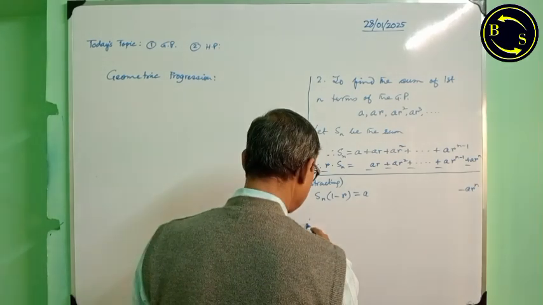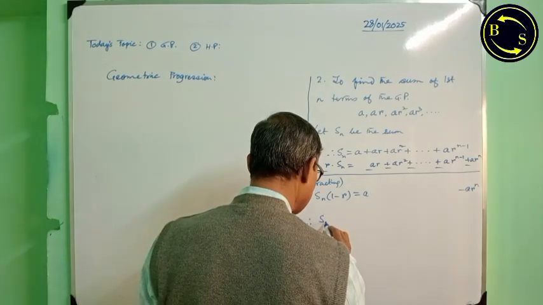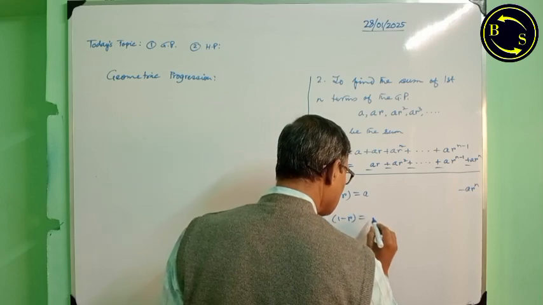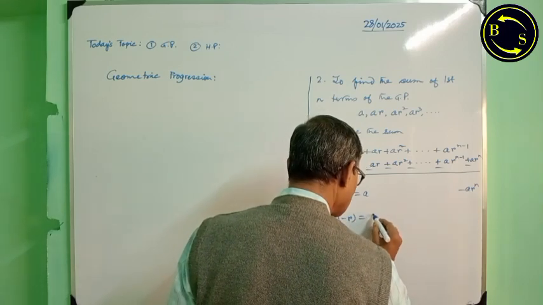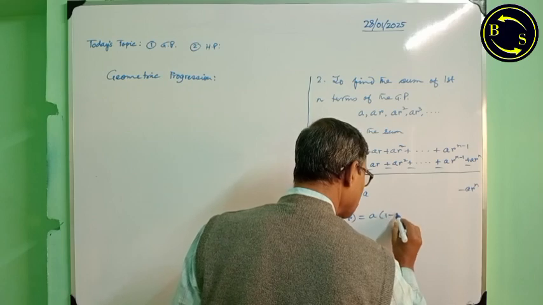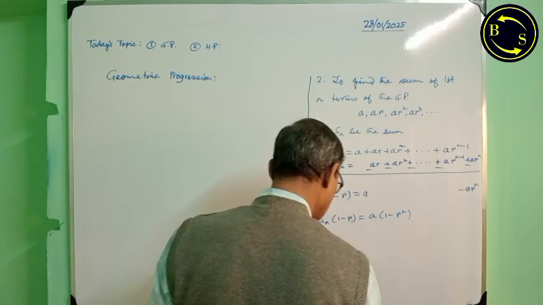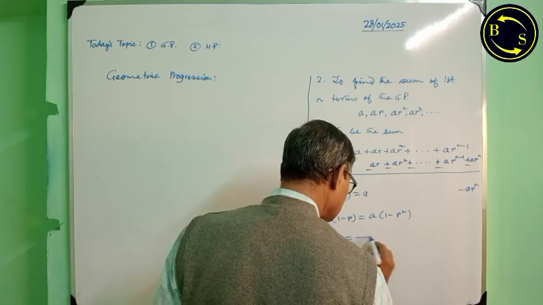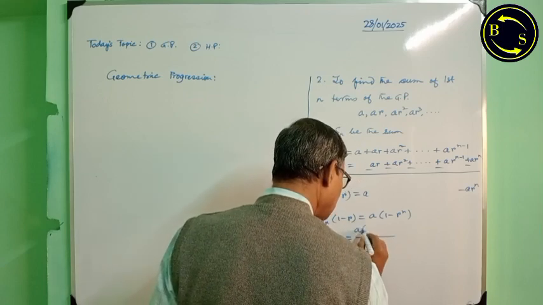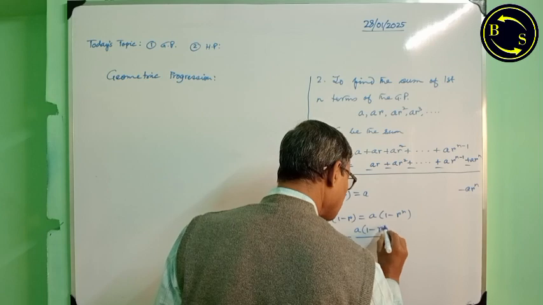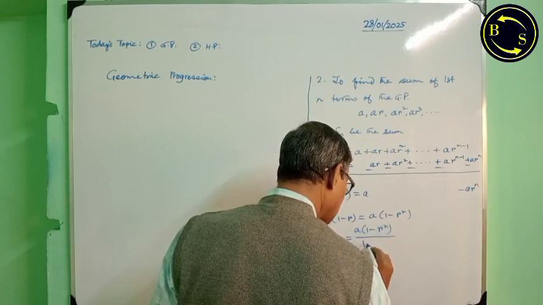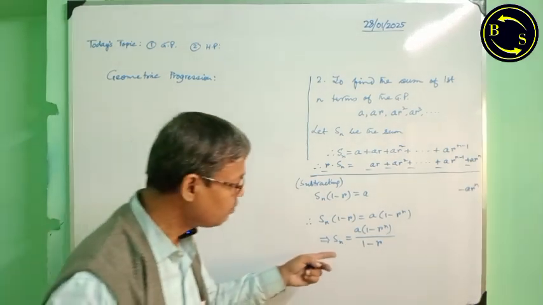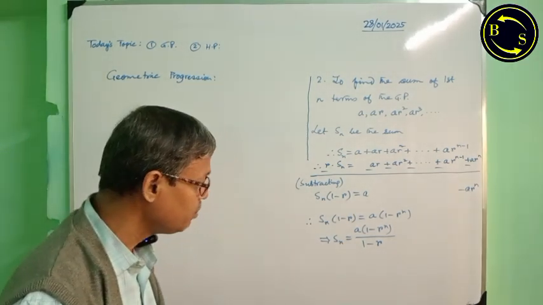Therefore Sn 1 minus r is equal to, taking a common factor, a into 1 minus r to the power n. From that, Sn is equal to, numerator is a into 1 minus r to the power n, denominator is 1 minus r. This is the sum of first n terms of the GP.